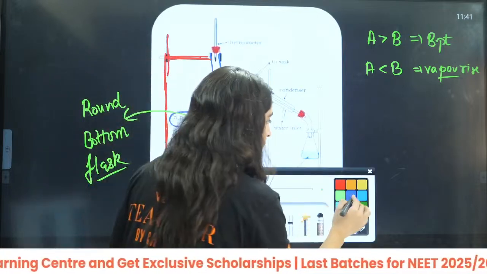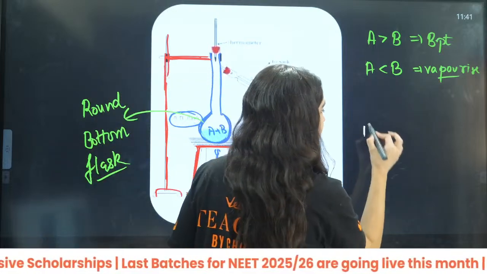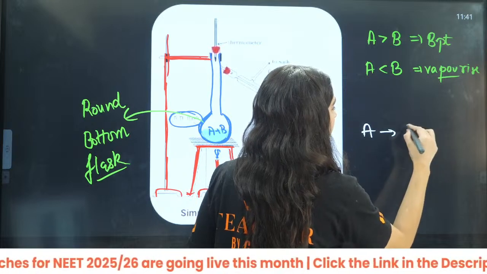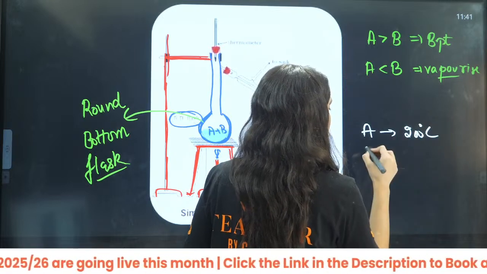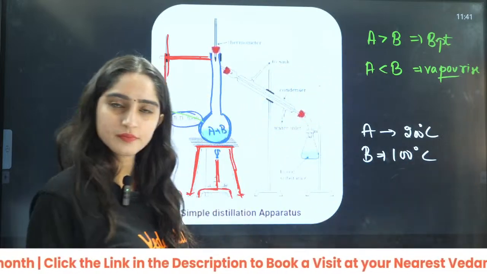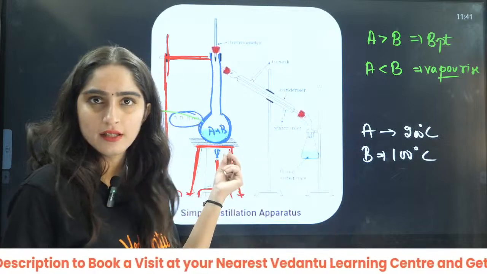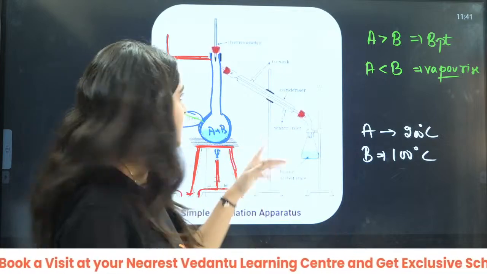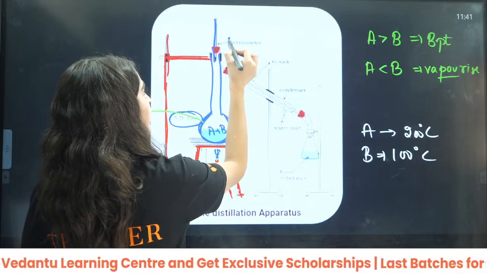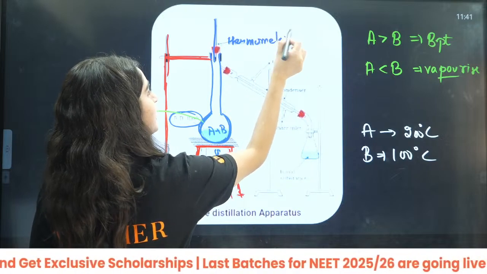So when I am providing a temperature, let us take an example that A has a boiling point of 200 degrees Celsius, and B has a boiling point of 100 degrees Celsius. Now what we are doing is providing heat, increasing the temperature. We also have a thermometer here to measure the temperature.